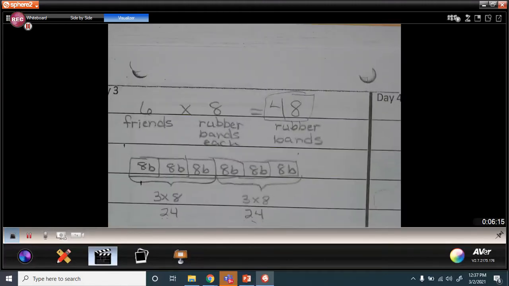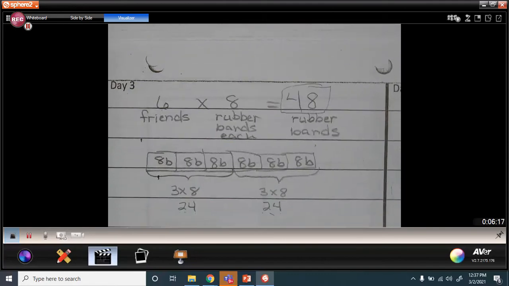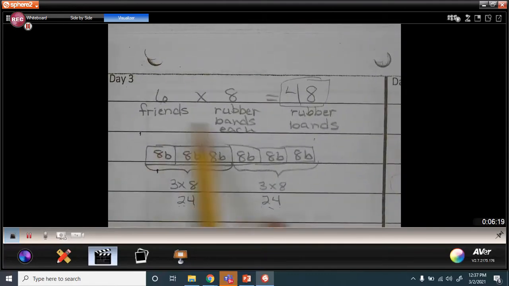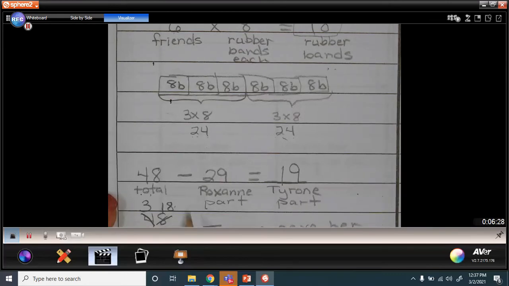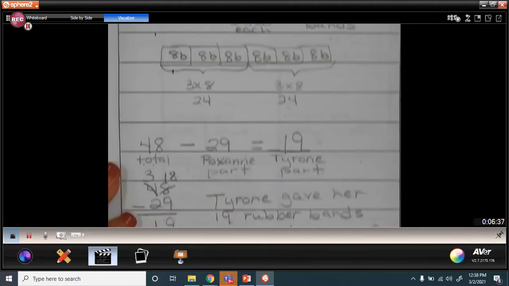This is a 2-step problem. That means that we had to do multiple steps. So first we had to figure out how many rubber bands Roxanne gave out, and we used a model to help us figure that out. Then we had to take those total rubber bands, take away Roxanne's part, and then we ended up with Tyrone's part that he gave her.